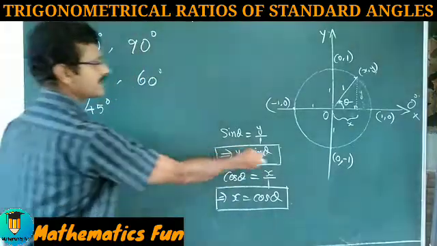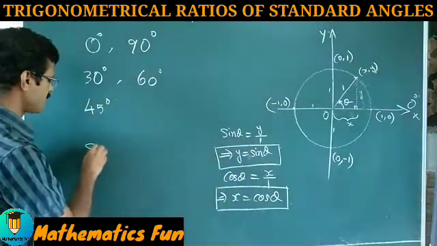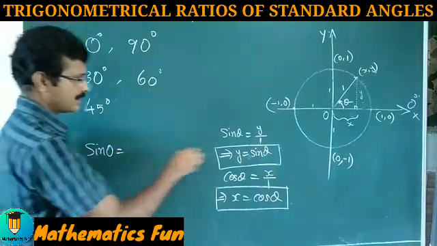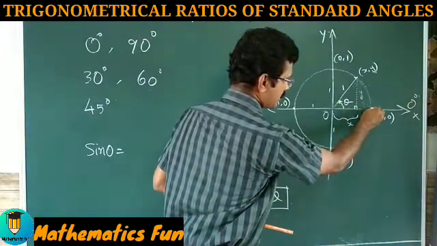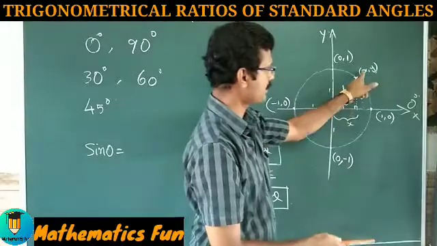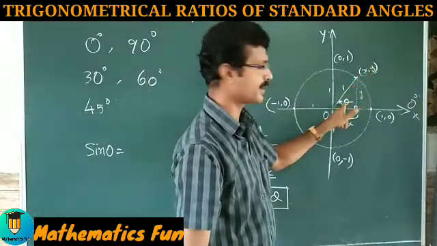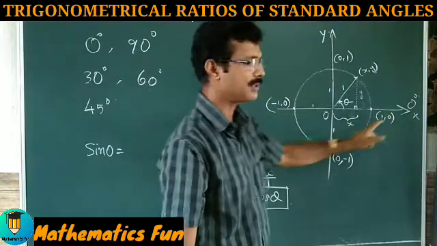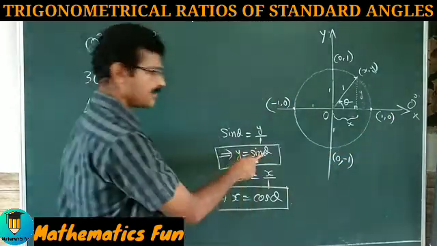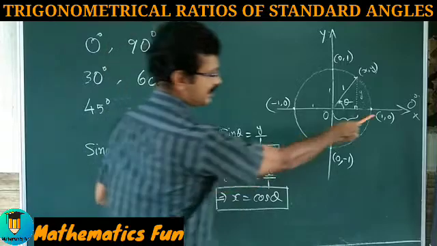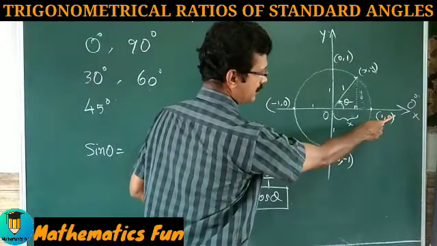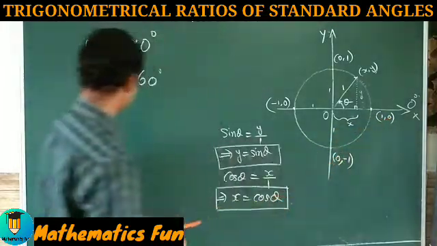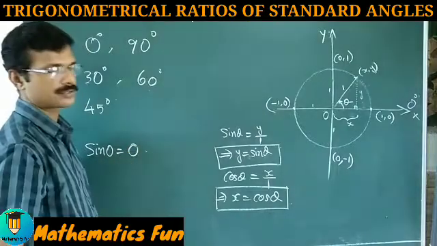If I put 0 here, that is sine 0. Corresponding to 0, you can see the coordinates here. This xy was corresponding to theta. Corresponding to 0, the coordinate is 1, 0. The y value will always be sine theta, so here y is 0. Therefore, sine 0 is equal to 0.